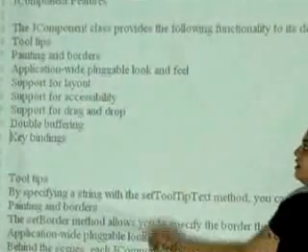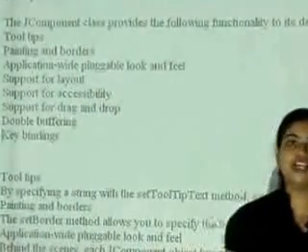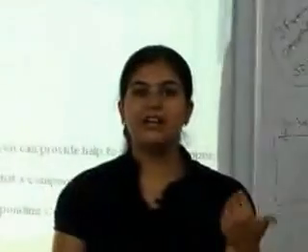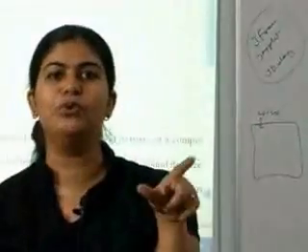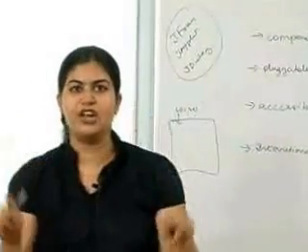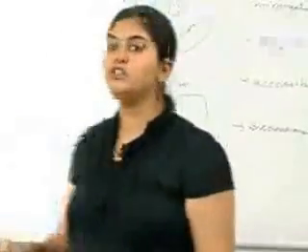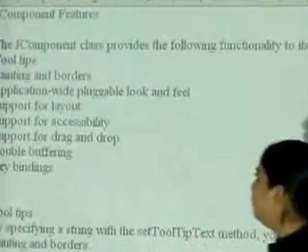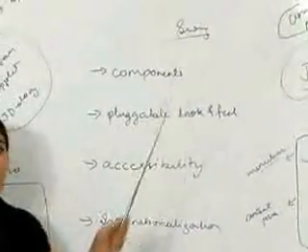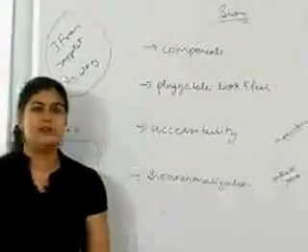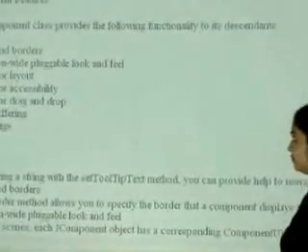The second one is paintings and borders. For each component, you can specify a particular border or paint, whether the border should be blue, green, white, or one solid line or an invisible line. All those things are also possible by using a JComponent. Then application-wide pluggable look and feel. Again, we discussed that Swing offers this feature of pluggable look and feel, which is there for each and every component in the Swing package.